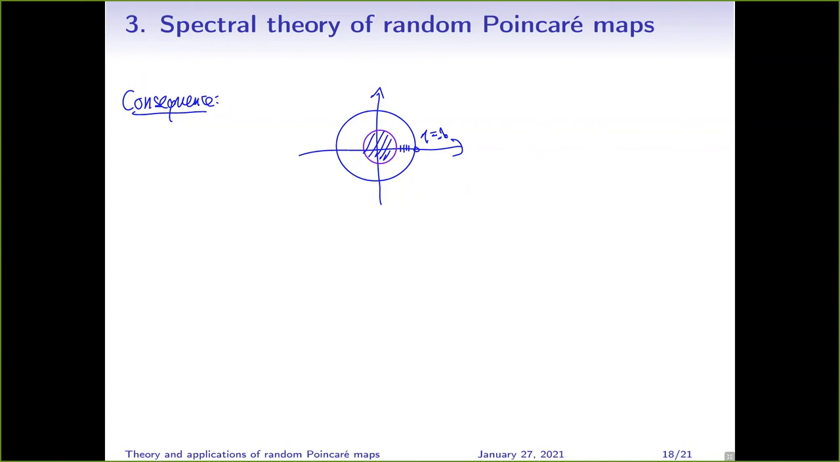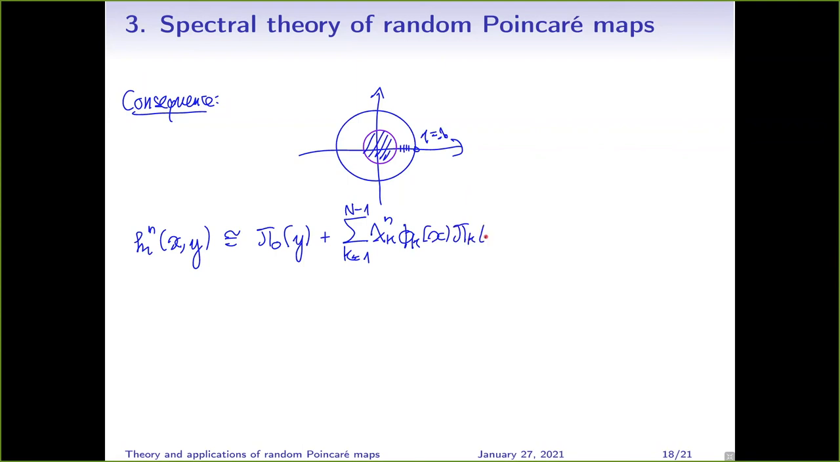And this means that my k_n of x,y, my n-fold iterated kernel, can be approximated for a large n by the finite sum. So I only go from k equals 1 to n minus 1, lambda_k to the n, times phi_k of x, times phi_k of y. And here the observation is that it's really the same expression as what you would get for an n-state Markov chain on the n neighborhoods B_1 to B_n.